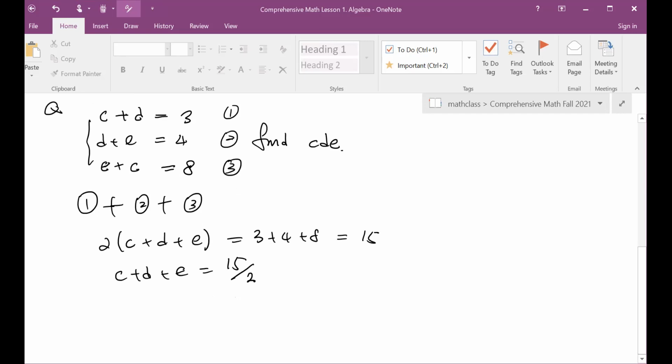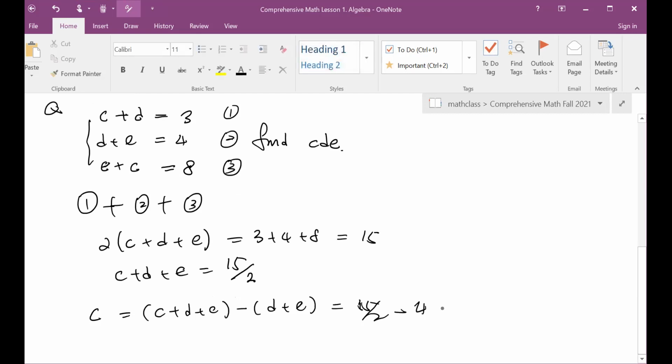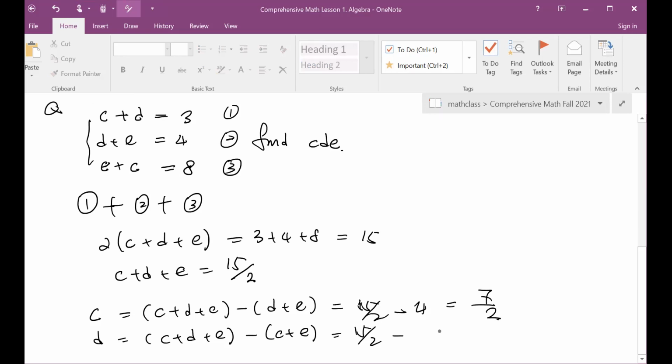For example, if you want to get c, then it will be c plus d plus e minus d plus e. So 15 over 2 minus d plus e, which is 4. After simplifying, 7 over 2. And for d, it's c plus d plus e minus c plus e. What is c plus e? It's 8. So d is negative 1 over 2.